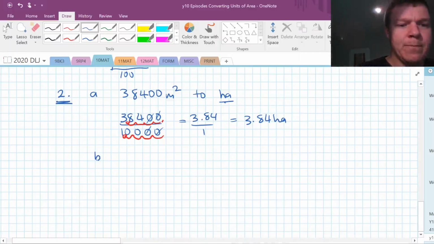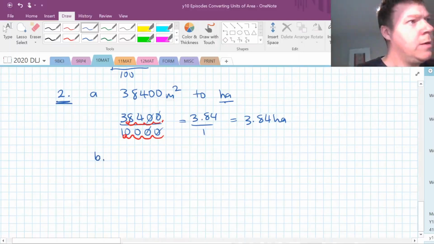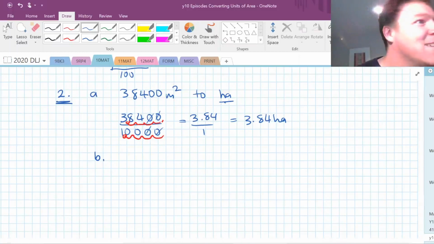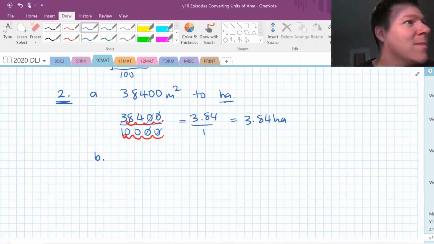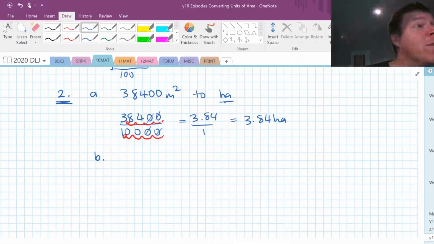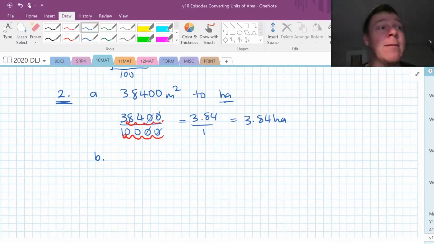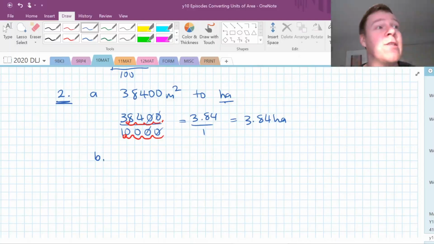Question B, and acres. So I'll do one conversion of imperial units at the end, because that is where it really gets hard. You're just lucky that SI units are all units of 100 and 1,000. It just makes the numbers way easier.